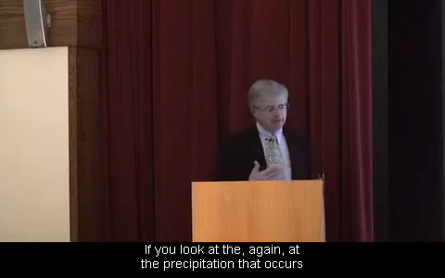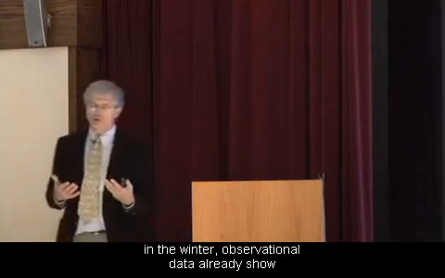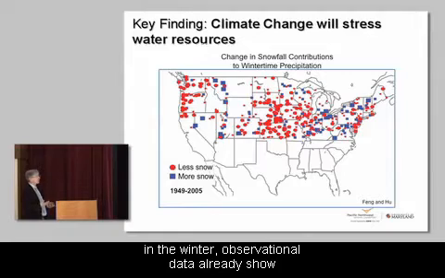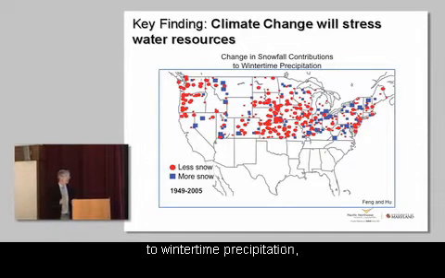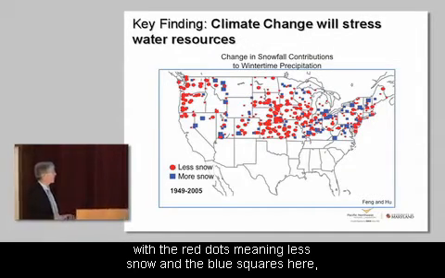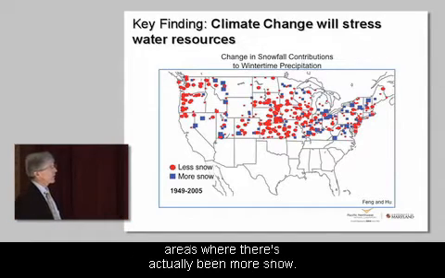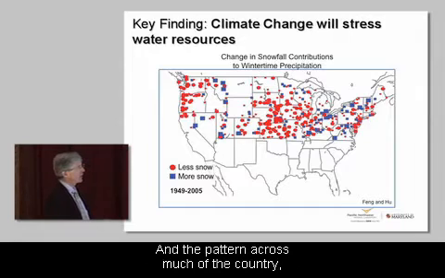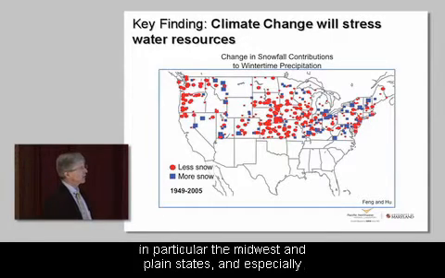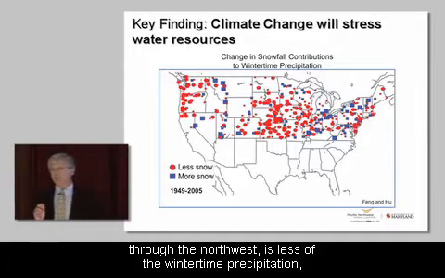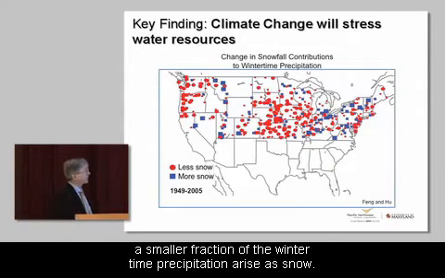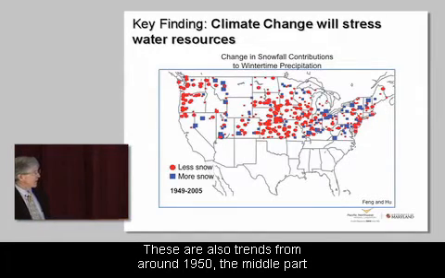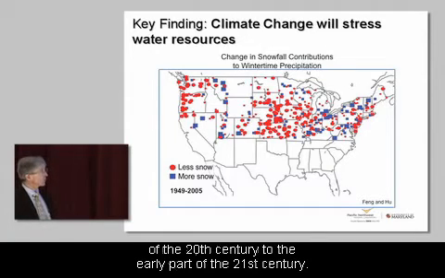If you look again at the precipitation that occurs in the winter, observational data already show a change in the contribution of snowfall to wintertime precipitation, with the red dots meaning less snow, and the blue squares here, areas where there's actually been more snow. The pattern across much of the country, in particular the Midwest and Plains states, and especially through the Northwest, is less of the wintertime precipitation, a smaller fraction of the wintertime precipitation arrives as snow. These are also trends from around 1950, the middle part of the 20th century, to the early part of the 21st century.